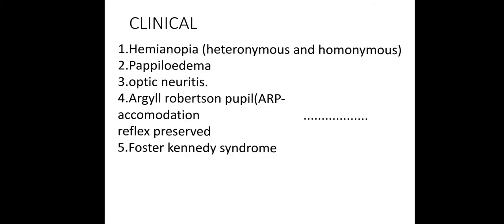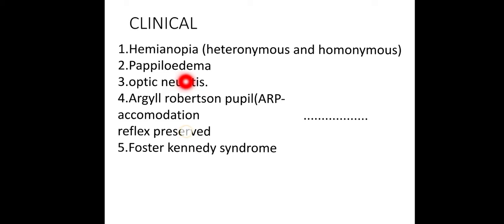Now, coming to clinical. Anopia is the clinical term for blindness of the eye. Now if blindness is present in half of the vision of both eyes, it is known as hemianopia, and it may be heteronymous or homonymous. If it is present on opposite halves, then it is heteronymous. If it is present on the same side, then it is known as homonymous.